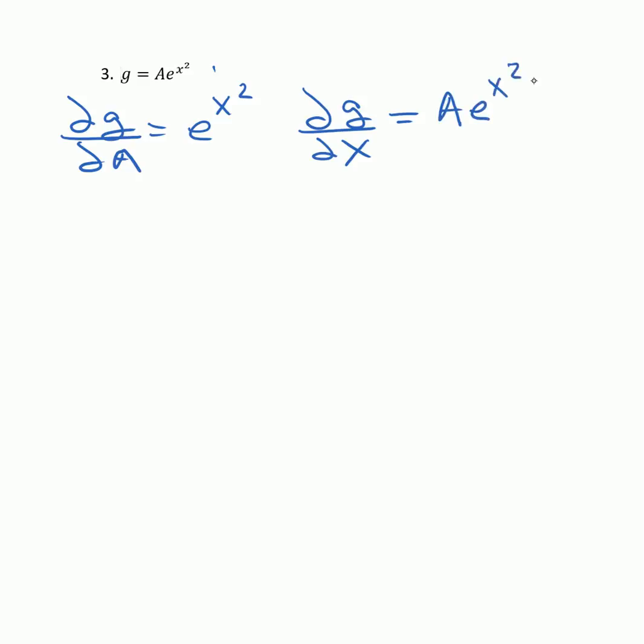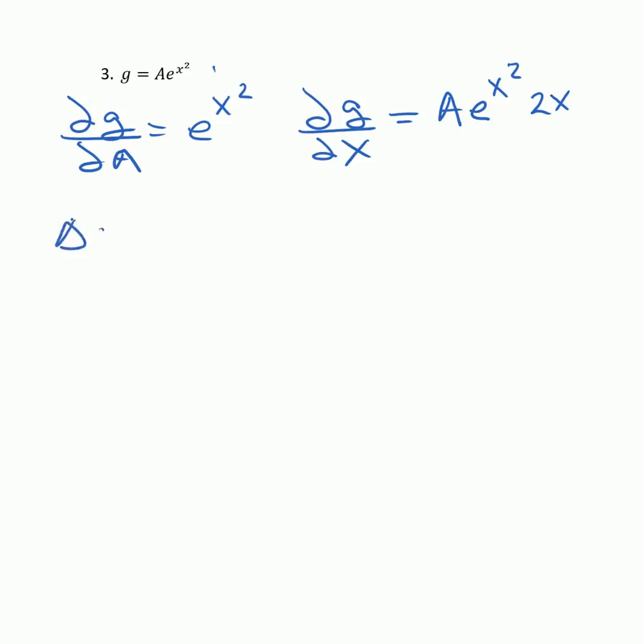Okay, here's my last function. G equals a e to the x squared. A and x are both measured variables, so they have uncertainties. So I'm going to have to take the derivative of g with respect to a. That's pretty easy. It's just e to the x squared. To take the derivative of g with respect to x, our second variable, I'm going to have to remember to do the chain rule. So this is going to be a e to the x squared. The derivative of e to the x squared is itself, times the derivative of x squared, which is 2x.